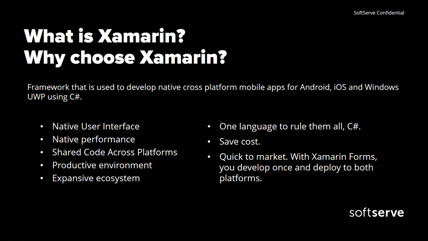So Xamarin is a tool that we use for cross-platform mobile app development, and it allows engineers to share about 90% of the code across the platforms. Between 65 and 95% of the code can be shared between the platforms, depending on whether you're choosing Xamarin Native or Xamarin Forms.